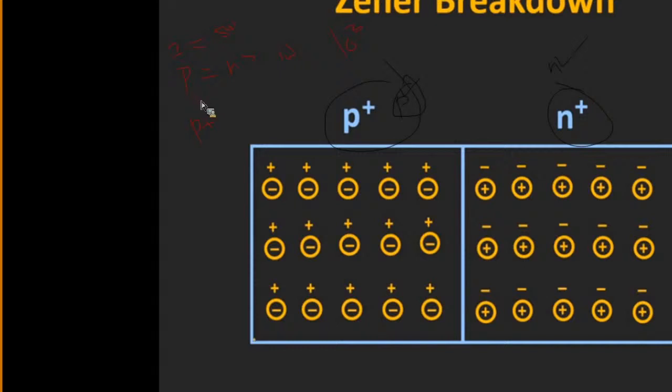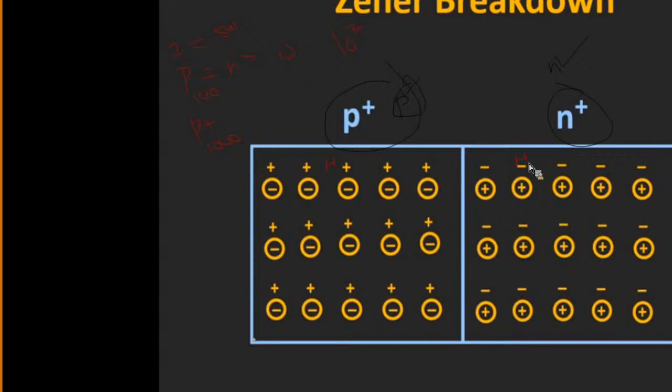For example, in the P material, I am using 100 trivalent impurities. In the P plus, I am using 1000 impurities. That means the difference between P and P plus is that P is a P-type material doped with trivalent impurities, and P plus is heavily doped. Heavily doped means a huge number of holes will be available in the P plus region, and a huge number of electrons are available in the N plus region.